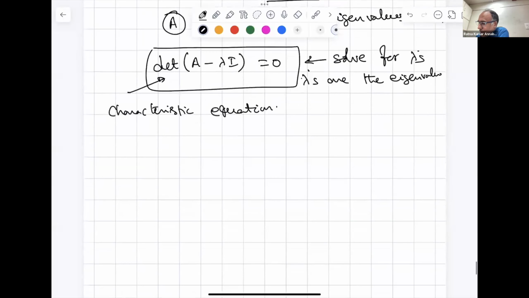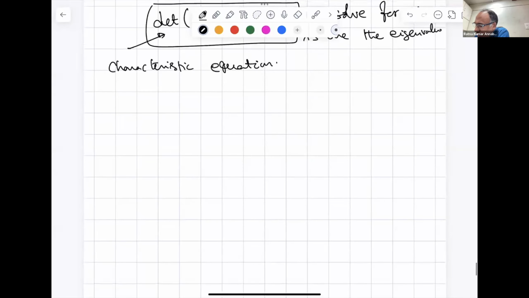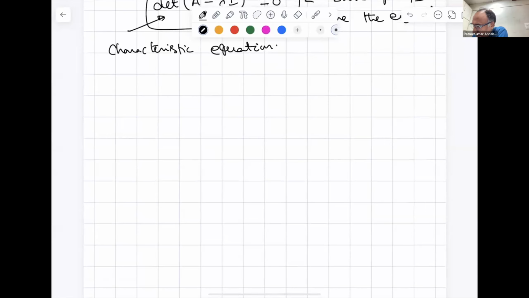Right? Okay. So now why should we do this? How do you know that these are giving you eigenvalues? Before we do that, we should understand what is the meaning of an eigenvalue, the physical meaning of an eigenvalue. Okay, now let us look at this.